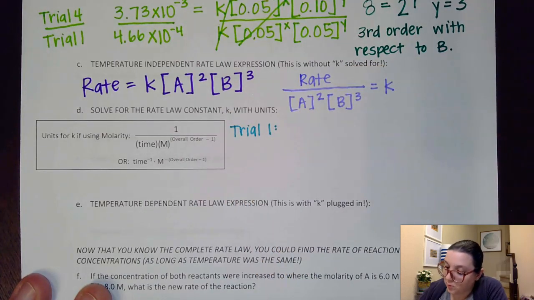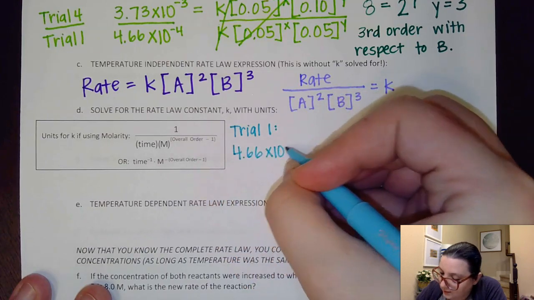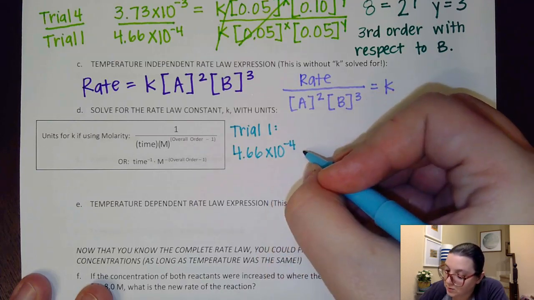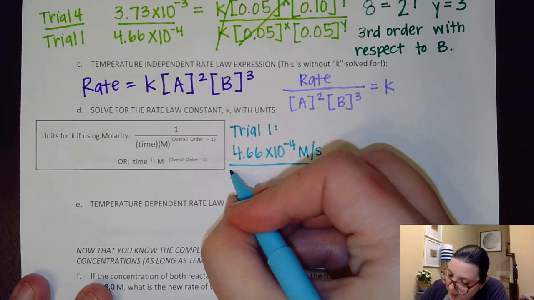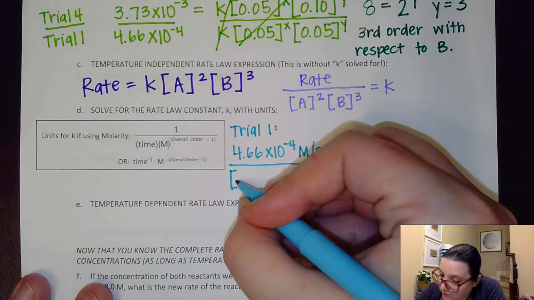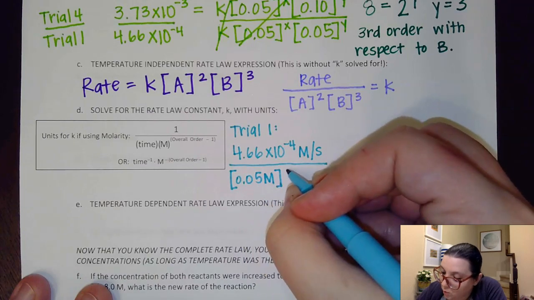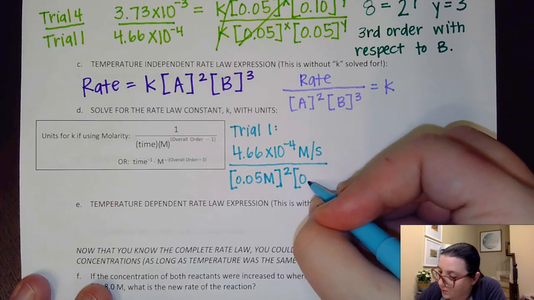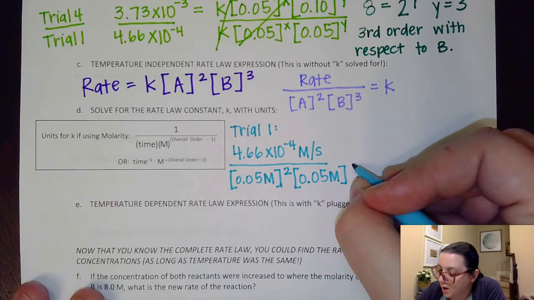So plugging in for trial 1 had a rate of 4.66 times 10 to the negative 4th. And I'm going to include some units because I want to show you what happens with these units. That had a unit of molarity per second. And I'm going to put that over A, which was 0.05 molarity, raised to an order of 2. And B is also 0.05 molarity, raised to an order of 3.